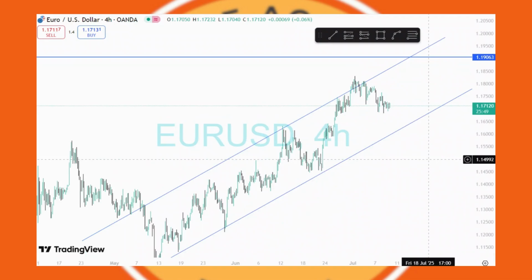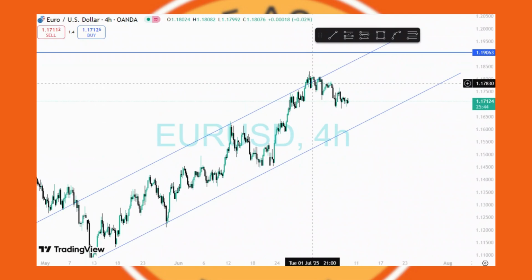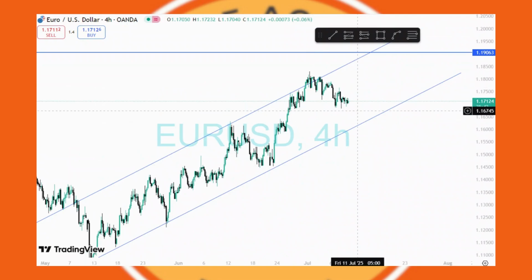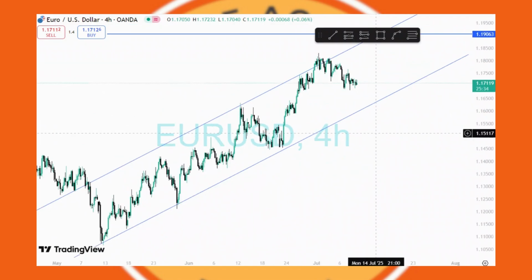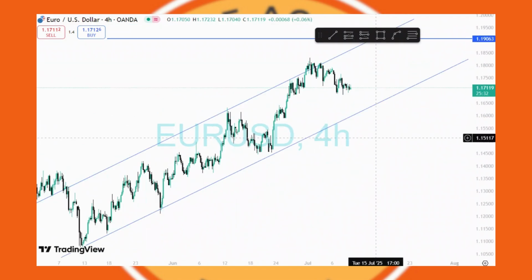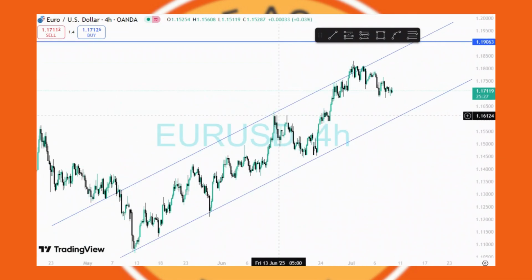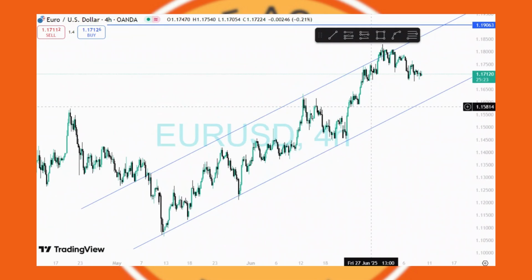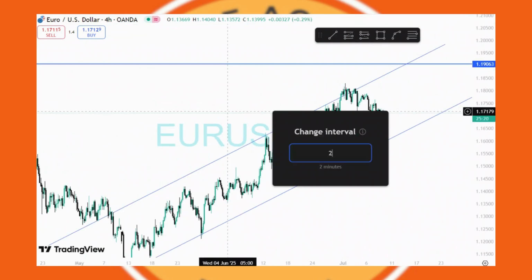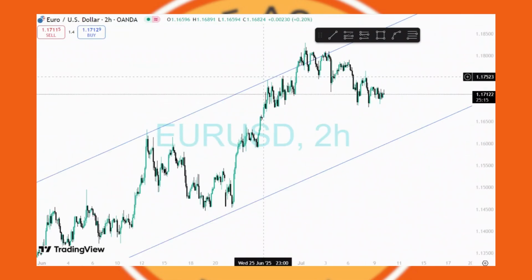So now we're going to move on. Okay, we're in an uptrend. Would it go down up until here? We'll see. Yes, it's a bullish market, but we could be looking for sells at this very moment, but we'll see on the smaller time frames. Okay. Let's just move to maybe the 2-hour.